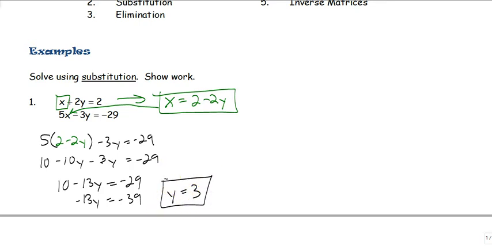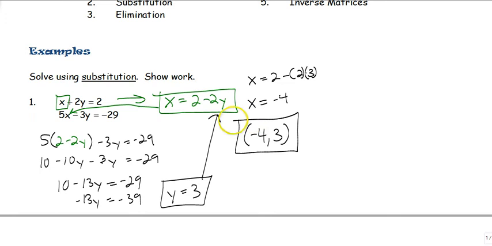Now the nice thing is, you already have an equation for x right here. We know y is 3. Plug it back into this x equation that you have, so you can get x. So x is equal to 2 minus 2 times 3. So 2 minus 6 is negative 4. Our ordered pair, or solution set, would be negative 4 comma 3. That is my answer. If I graph those lines, that's where they would hit.